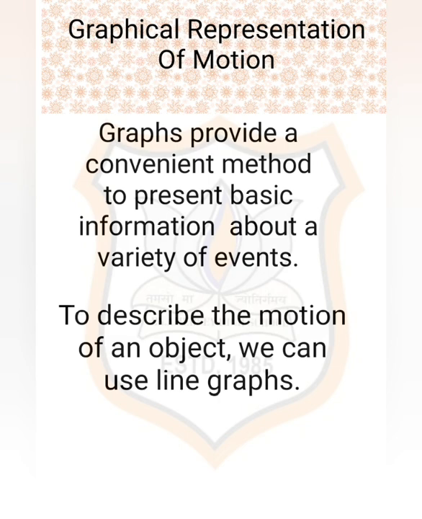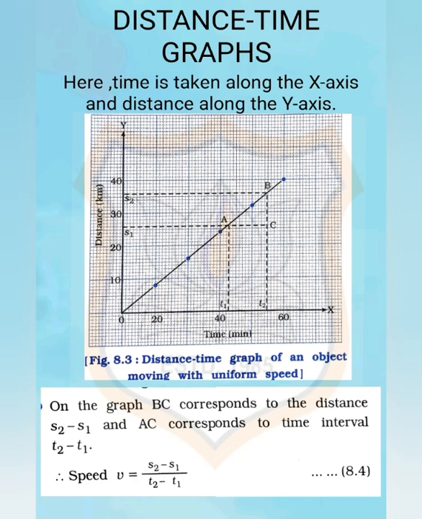To describe the motion of an object, we can use line graphs. In this case, line graphs show dependence of one physical quantity, such as distance or velocity, on another quantity such as time. So let us discuss this graphical representation of motion. Our first graphical representation is the distance time graph.